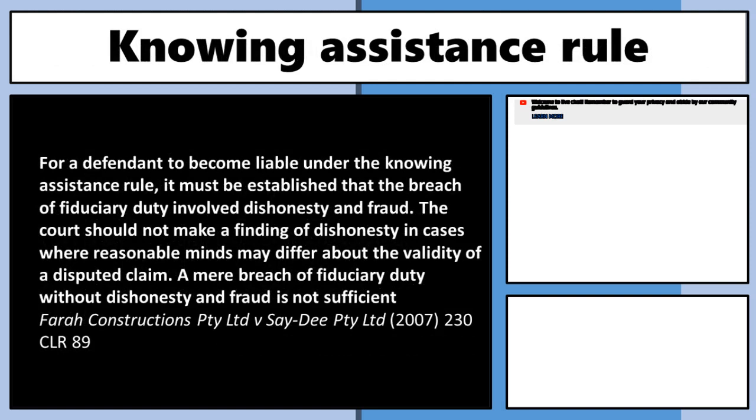Those limbs are, first, actual knowledge; second, willfully shutting one's eyes to the obvious; 3, willfully and recklessly failing to make such inquiries as an honest and reasonable person would make; 4, having knowledge of circumstances which would indicate the facts to an honest and reasonable person; and 5, the contentious one, having knowledge of circumstances that would put an honest and reasonable person on inquiry. I'll go through those 5 things again.